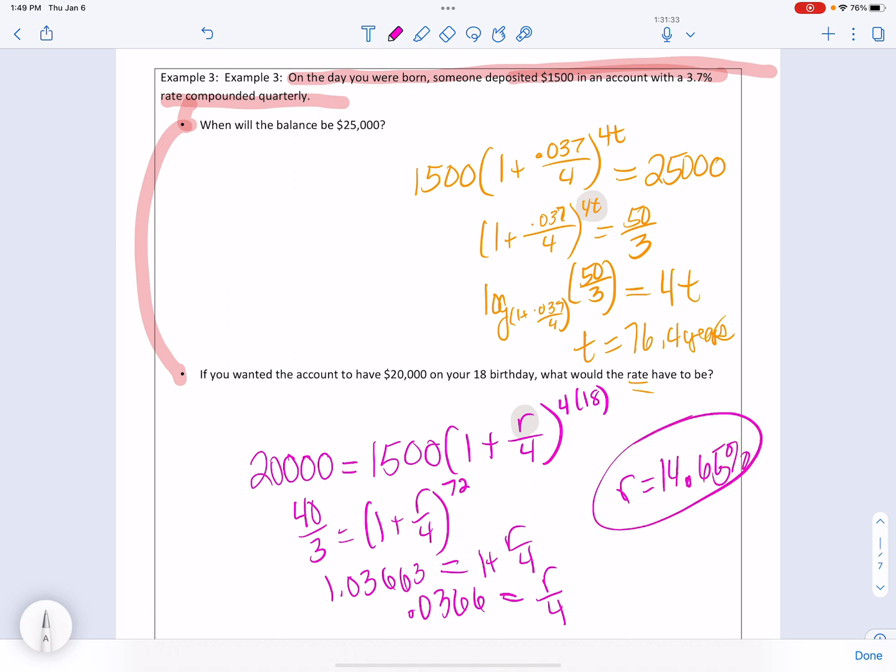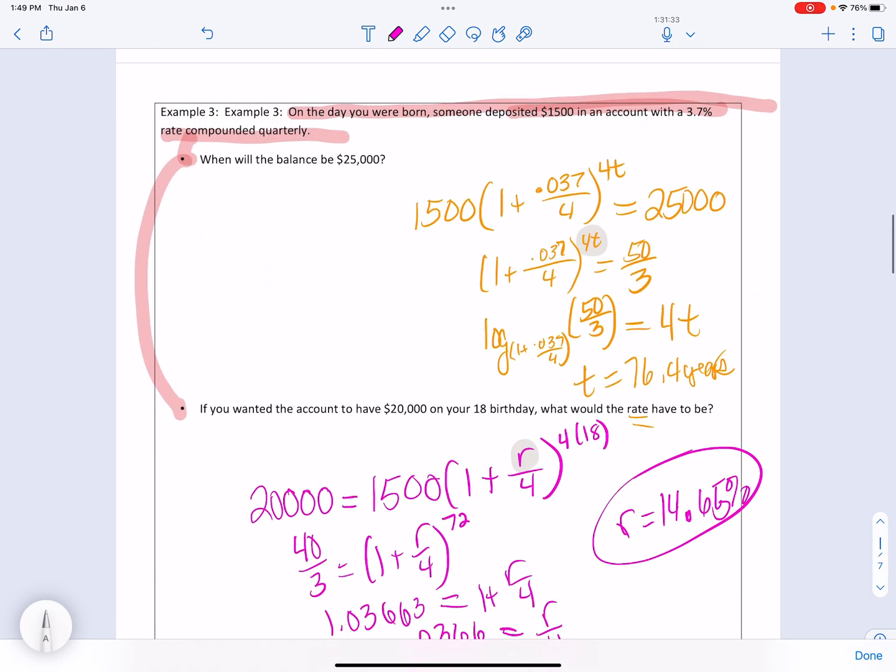14.65%. Now, when I did this one in class, kids started laughing because are you going to find an account that has 14.65%? Probably not. So what would the rate have to be? I believe on the test it even asks, is this feasible? No, it's not feasible. You should know that about accounts.